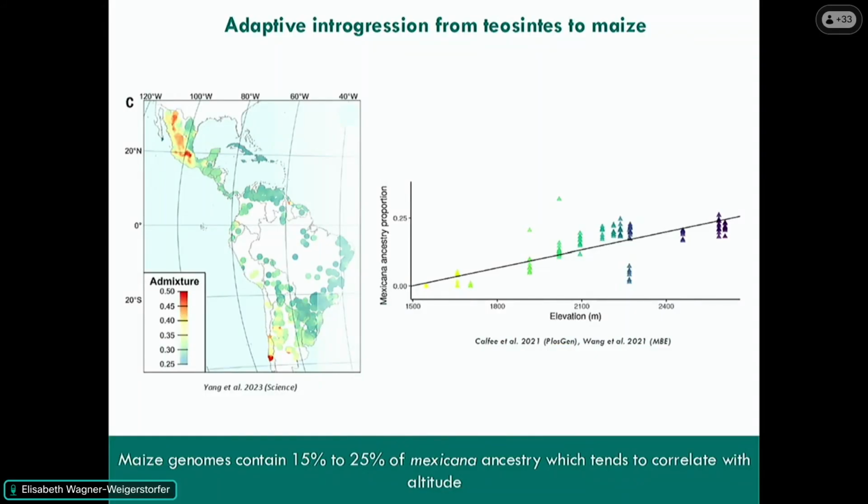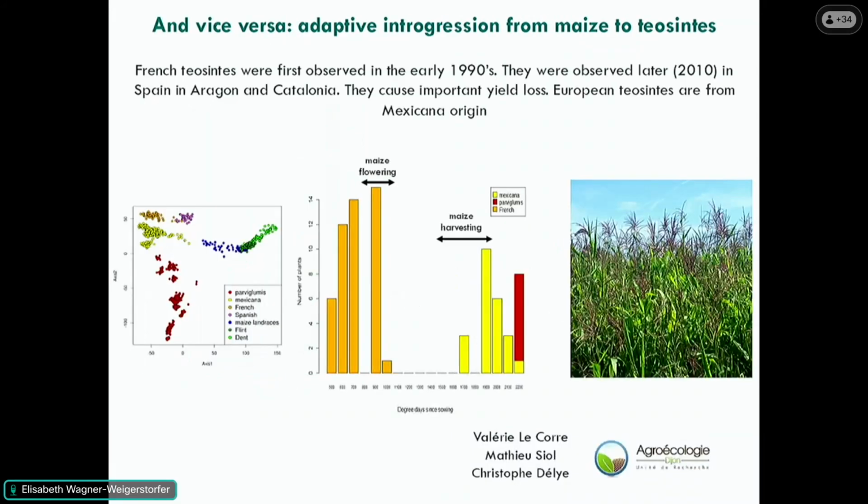And what is really interesting is that the Mexicana ancestry proportion correlates with elevation. In other words, this is a good evidence that Mexicana, who was adapted to the highlands, contributed to the adaptation of the domesticated maize to higher elevation. So that's introgression from Teosante to maize. What we also found is that the reverse is true. You can also have adaptive introgression in the other direction, from maize to Teosantes.